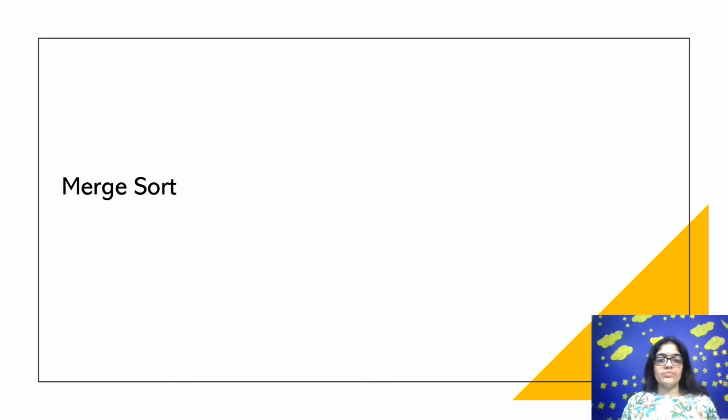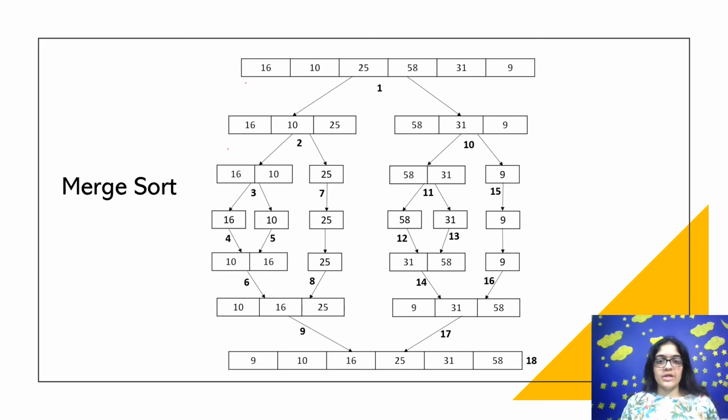Now, let us look at merge sort, which follows the divide and conquer approach, for which let us consider this problem and our task is to sort it. So firstly, we will divide this problem into two subproblems and consider the left side to be 16, 10, 25 and the right half to be 58, 31 and 9. Firstly, we would sort the left half followed by the right half.